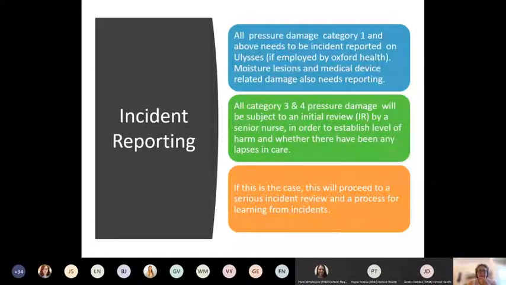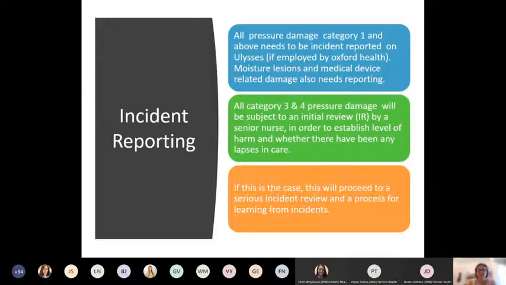Okay, so incident reporting. What you're asked to do by Oxford Health is to report all pressure damage from category 1 and up. That is the goal, that is the ideal. It's an absolute must for category 2 and above, and you report all of this on Ulysses. But really, we would like to be knowing about all pressure damage that's out there. So we would be asking if you would please report anything from category 1 upwards. Moisture lesions and medical device related damage also need reporting, and those are separate things.